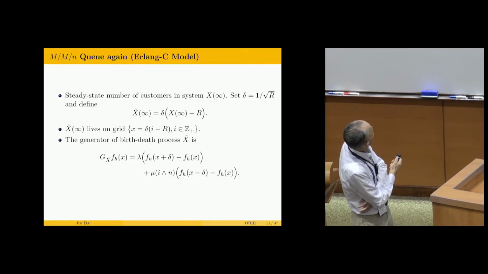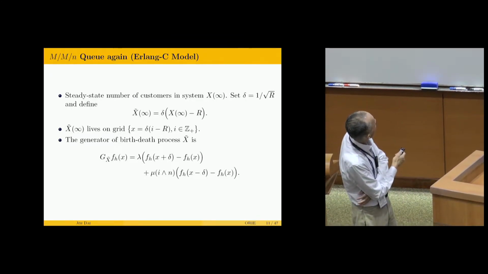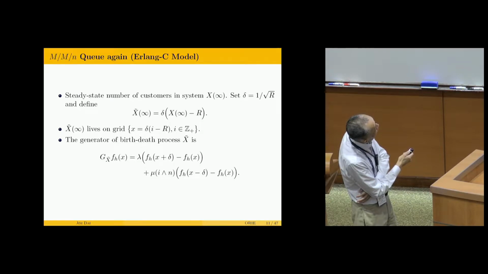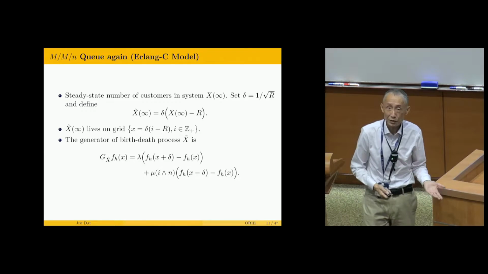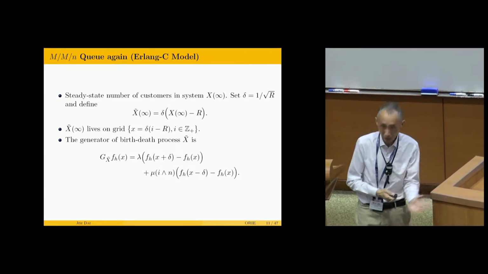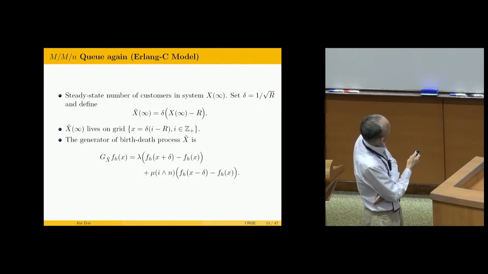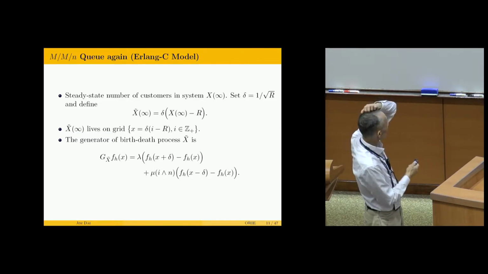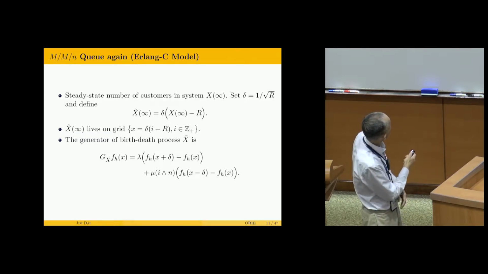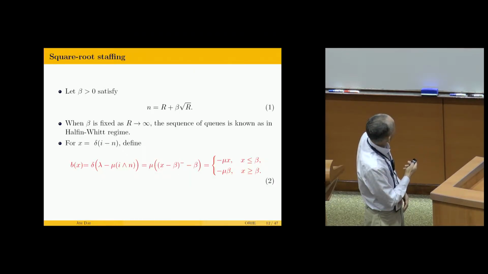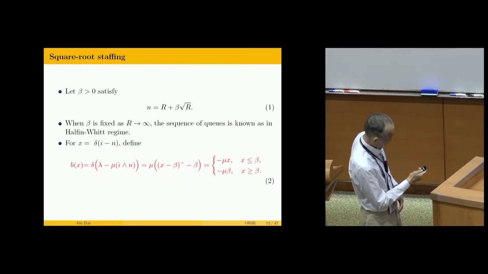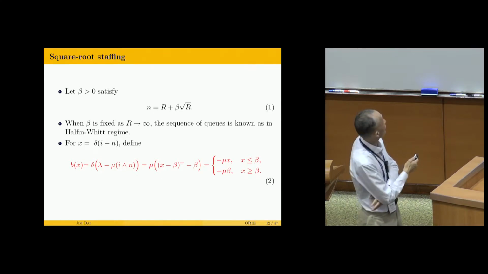So let me look at the generator. For this generator, if I scale it, the scale parameter I often use is delta, 1 over square root of R. R is the overload. I'm thinking of a system where the overload is large, so the system goes large and delta is small. The scaled Markov chain is going to live on this grid. If you do the Taylor expansion of the generator, something will be clear: diffusion will emerge.